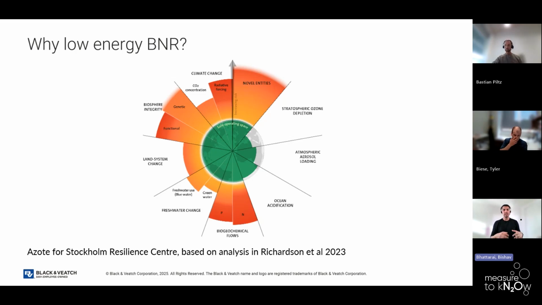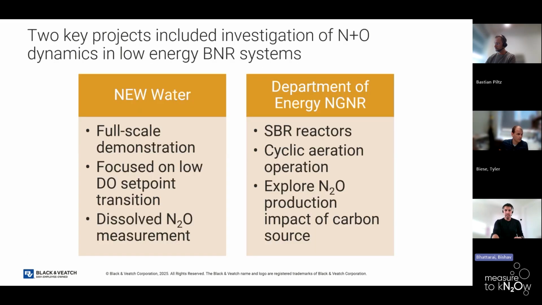So that's why in this study, we are presenting 2 case studies, highlighting low energy BNR, which is basically low DO, and the corresponding nitrous oxide emissions. Tyler will be talking about a full-scale installation of the Unisense nitrous oxide sensors at Newater in Wisconsin, where it's focused on low DO as well, and highlights dissolved nitrous oxide measurement in the full-scale plant.